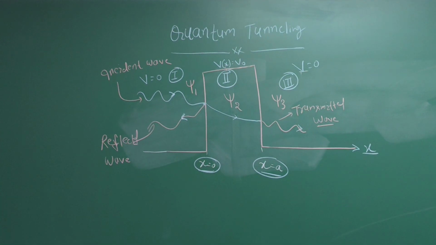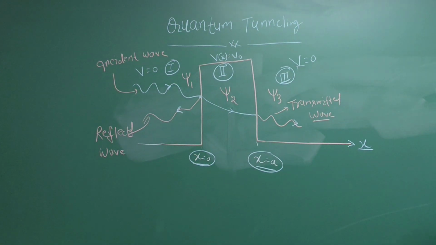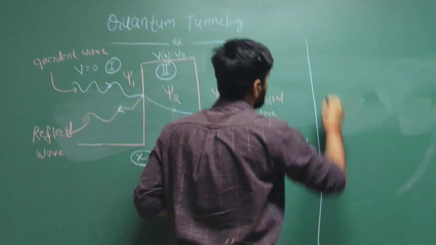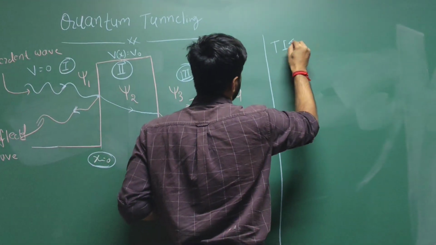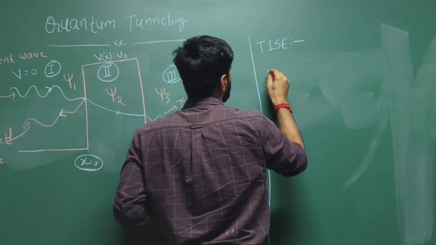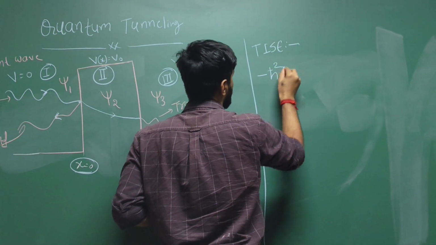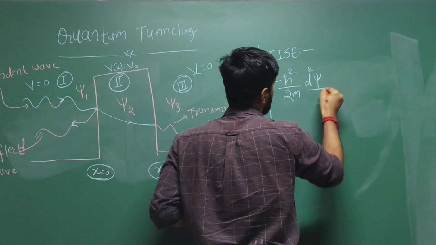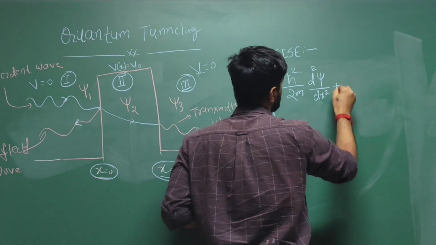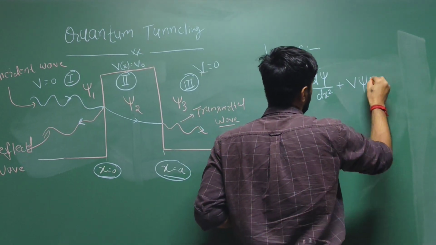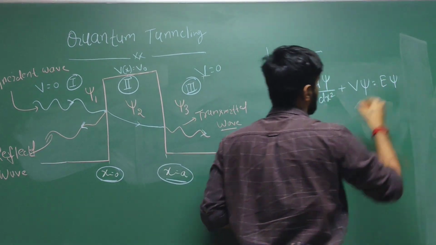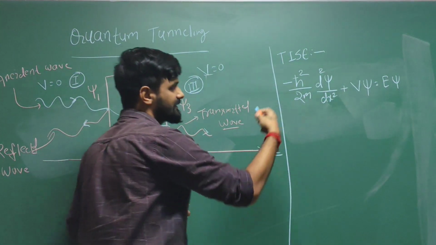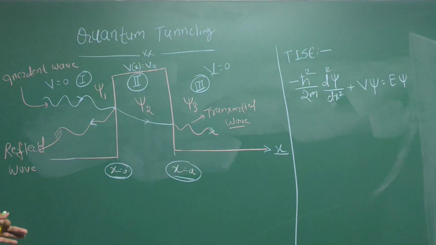So let's start solving the Schrodinger equation first. As we know, the time independent Schrodinger equation can be written as minus h bar squared by 2m d2 psi by dx squared plus V psi equals E psi. Is that clear? And then we can solve this equation for all these three different regions.